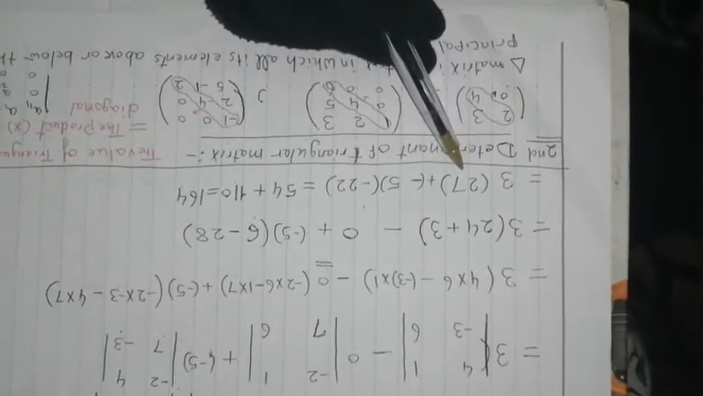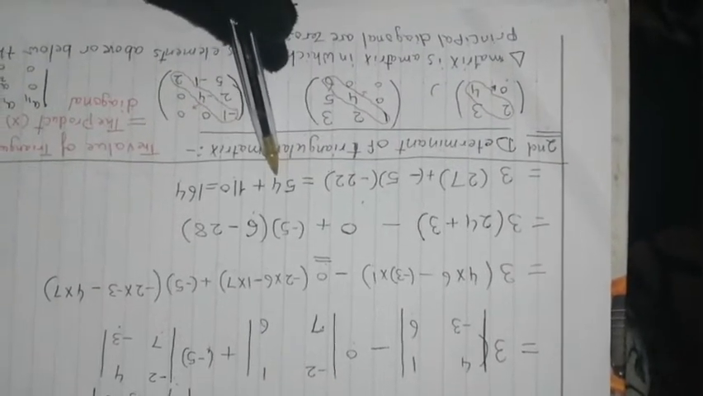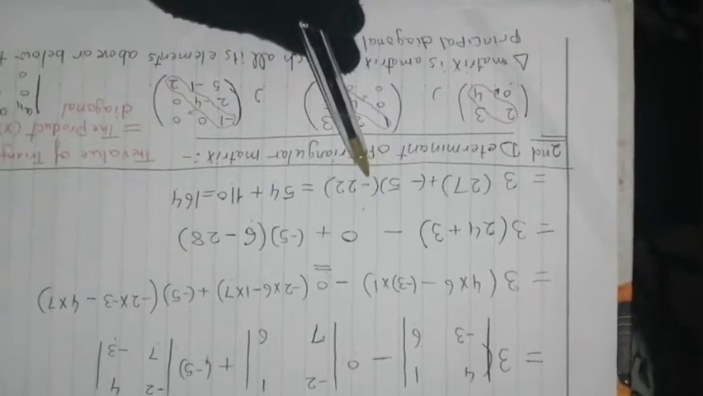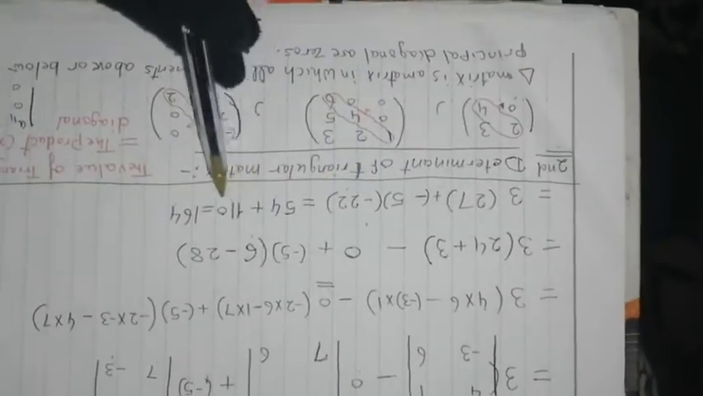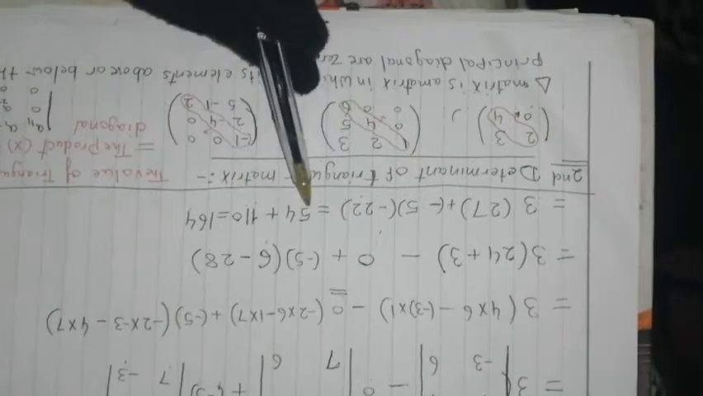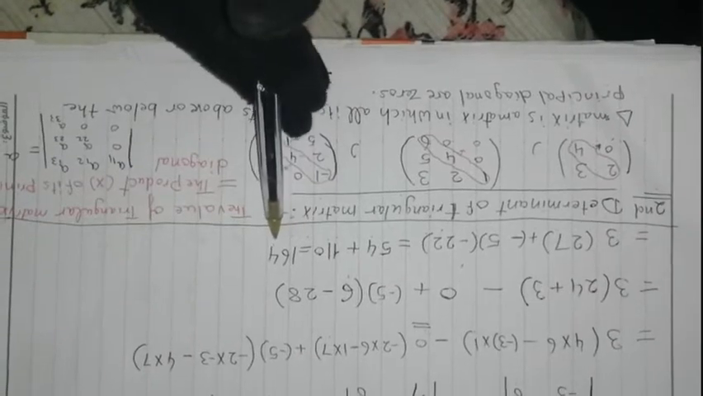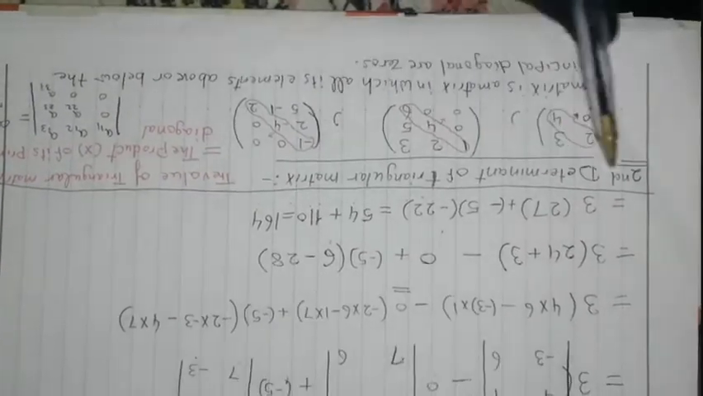So 3 times 27 equals 81. Plus -5 times -22 equals 110. So 81 plus 110 equals 191.